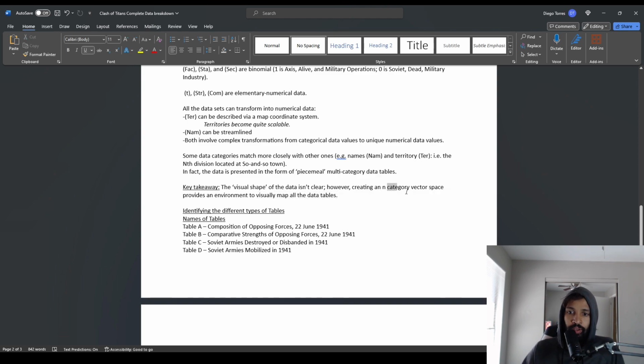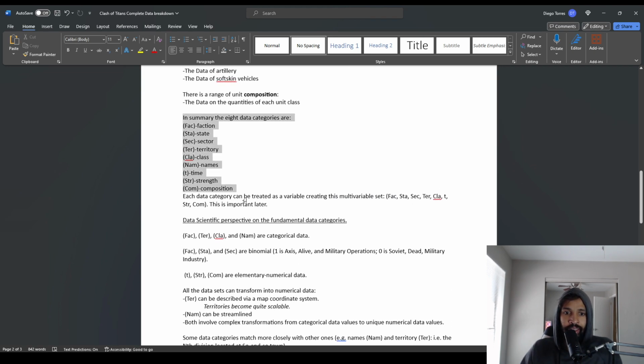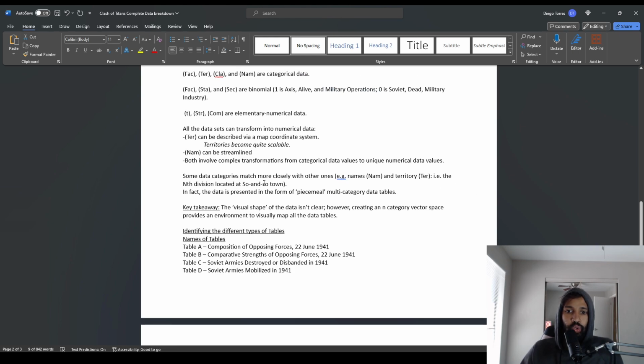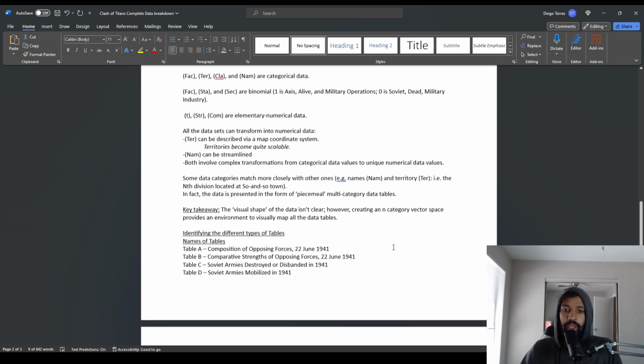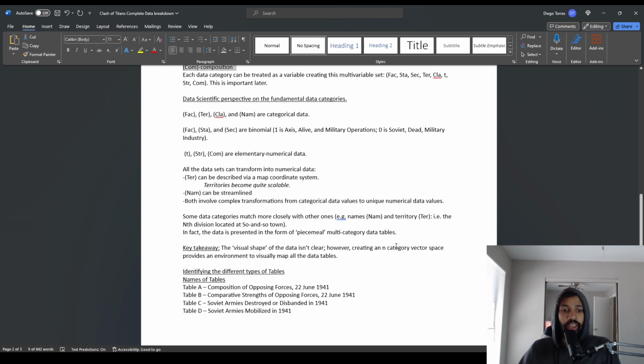I call it n vector space because if you treat each variable as its own unique axis, right? We have 8 data categories, so we're not dealing with 3D space. We're dealing with 8D space as it stands right now. There are 8 dimensions to the space, which I could visually show mathematically someday, perhaps. The key takeaway is that we don't know the shape, but if we're able to structure the data tables in such a way that they fit this mold, we can actually visually show how the data tables relate to one another. How does the data within each data table relate to one another?